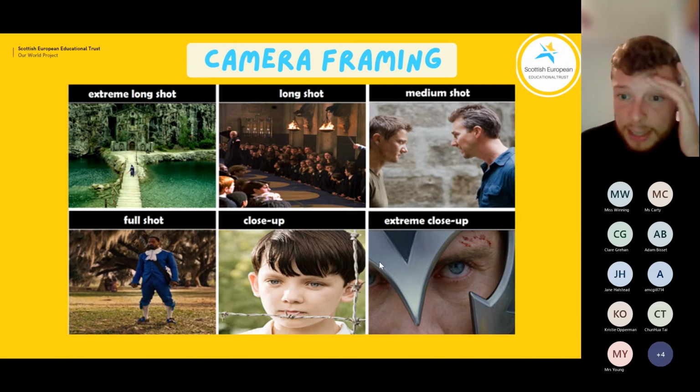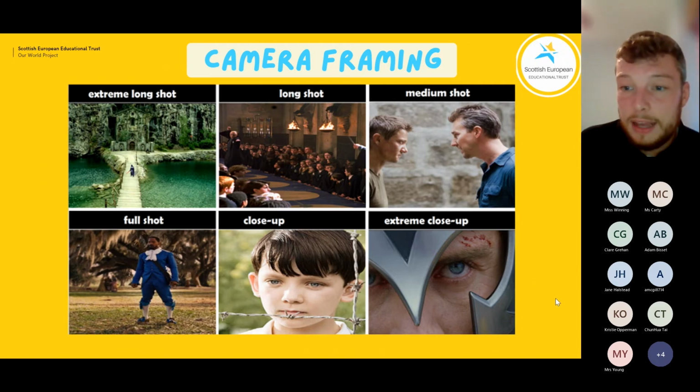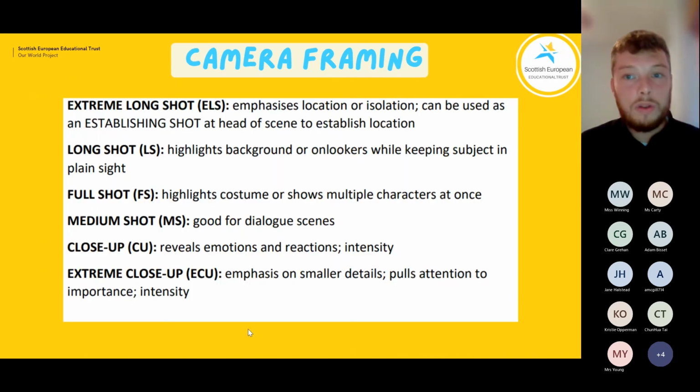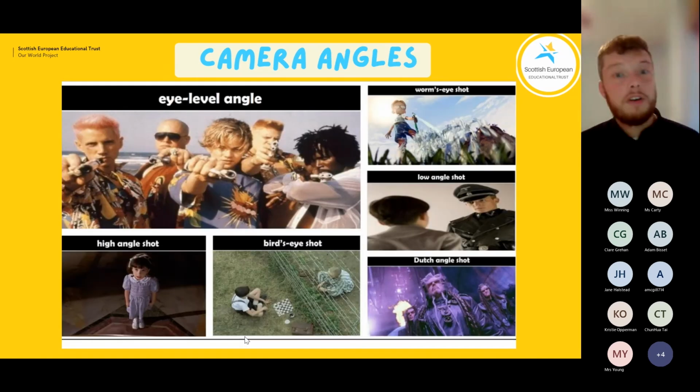Then finally, we've got extreme close-up, or ECU, taken from X-Men in this case, which puts emphasis on the smaller details, and it draws attention to the importance or intensity of what a character is saying or feeling. So these examples are in the camera shot directory with a little explanation of when they're often used as well. On the other side of the camera directory, we also have a bit on camera angles.